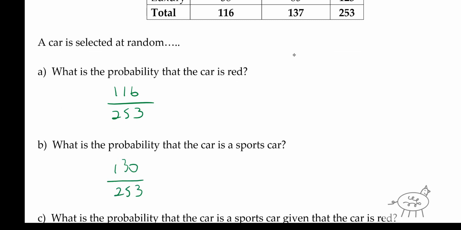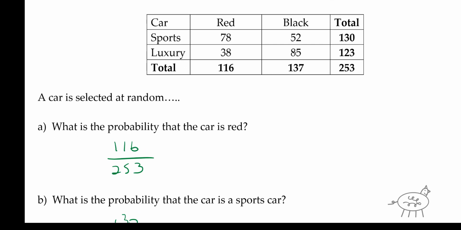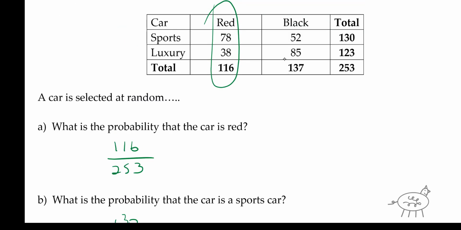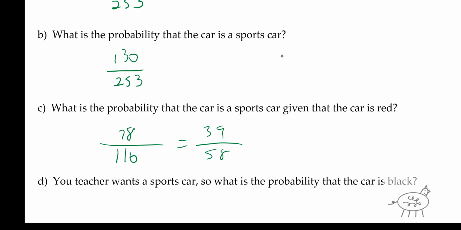What's the probability that the car is a sports car given that the car is red? I know that the car is red, so right here. How many red cars are there? There are 116. So I have 116 on the bottom, the total to choose from, and then how many sports cars are there? There are 78 sports cars. So the answer is 78 over 116, which reduces to 39/58.